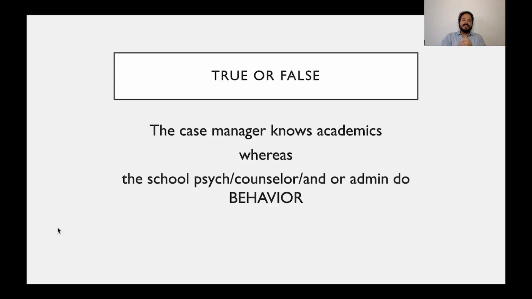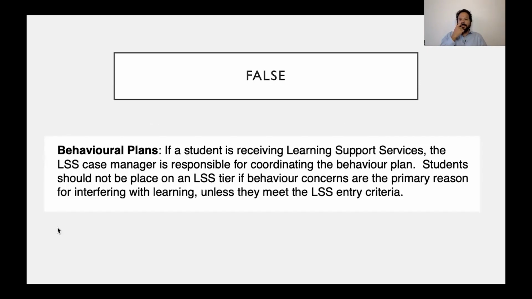All right, true or false? The case manager knows academics, whereas the school psych, counselor, and or admin do behavior. I would say false. Here's a little excerpt from a policy manual from a well-known school in China, and I agree with this too. They're saying if a student has learning support services, then the case manager is responsible for the behavior plan. And that's what I'm about too. I say if they don't have a case manager, then we can go through the referral process and student of concern process, and maybe the counselor is the point person.